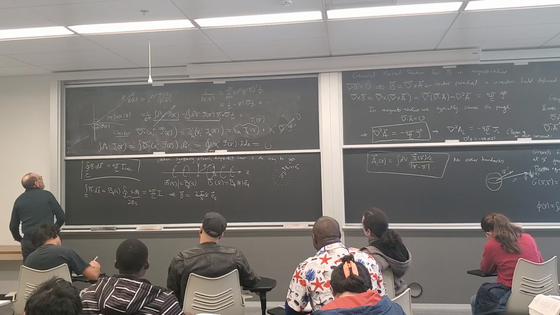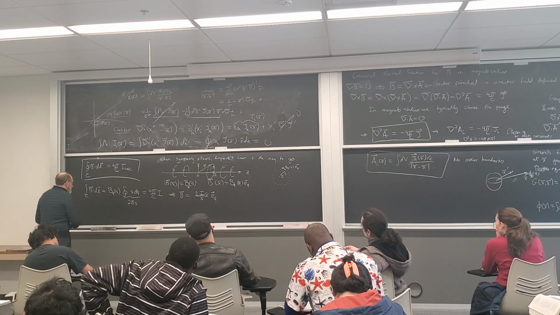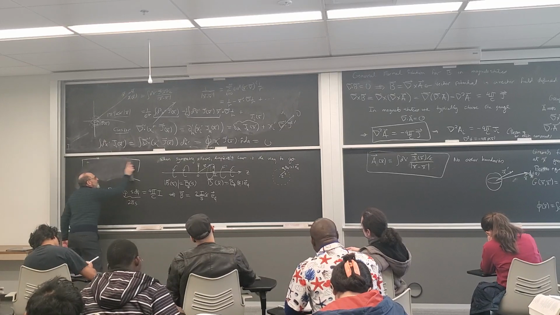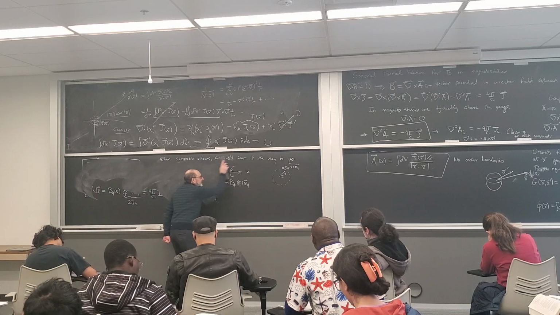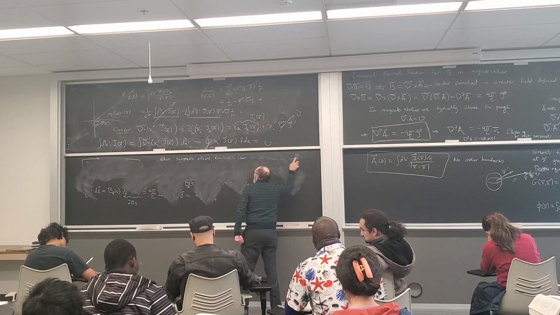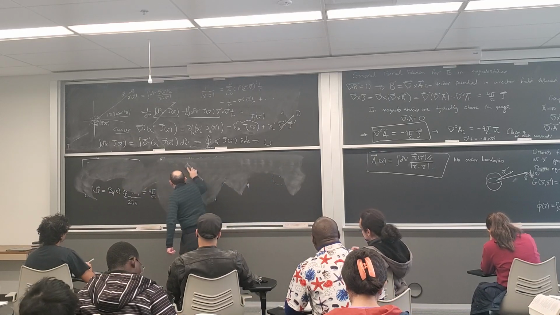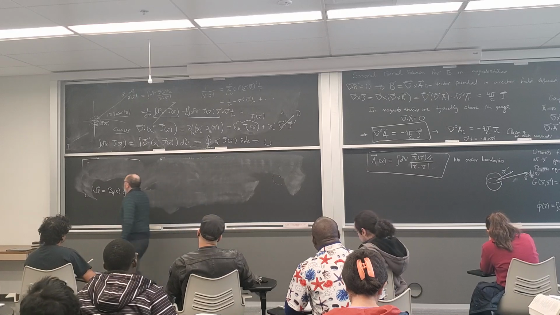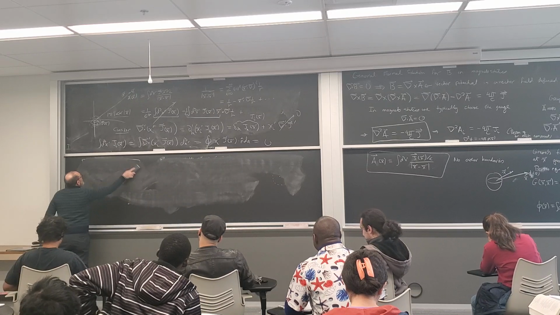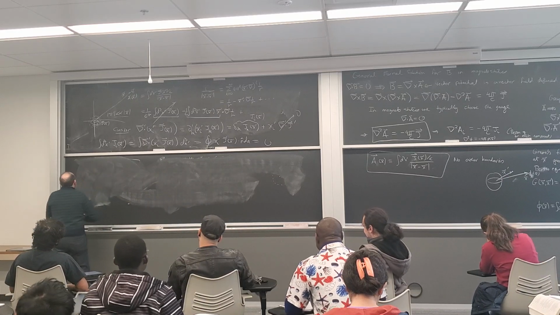So that's 0. So the first non-vanishing term of the multipole expansion is dipole. There is no monopole, as we know. So the first non-vanishing term is dipole.